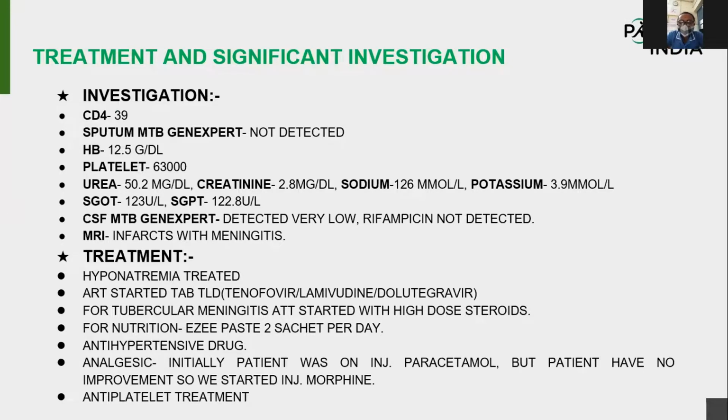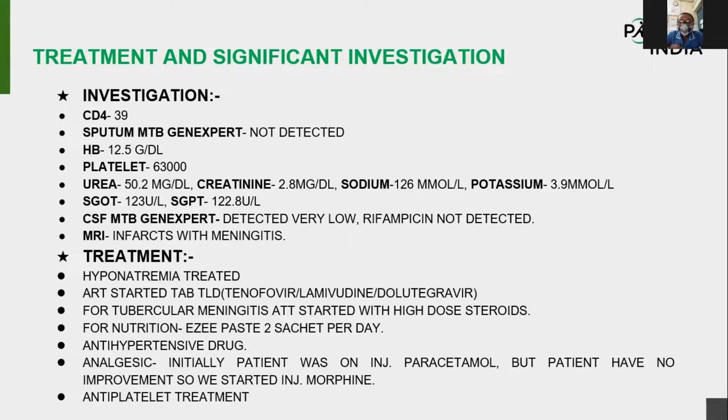On the basis of treatment and significant investigations, we have done the routine investigations. CD4 count was 39, sputum MTB GeneXpert was not detected, HB was 12.5 gram per dL, platelet was 63,000, urea was 50.2 mg per dL, creatinine was 2.8, sodium 126, potassium 3.9, SGOT 123, SGPT 122.8. We also did the LP, lumbar puncture, and sent the CSF for MTB GeneXpert. It was detected, very low, rifampicin resistance not detected. And we have done the MRI, which showed infarct with meningitis.